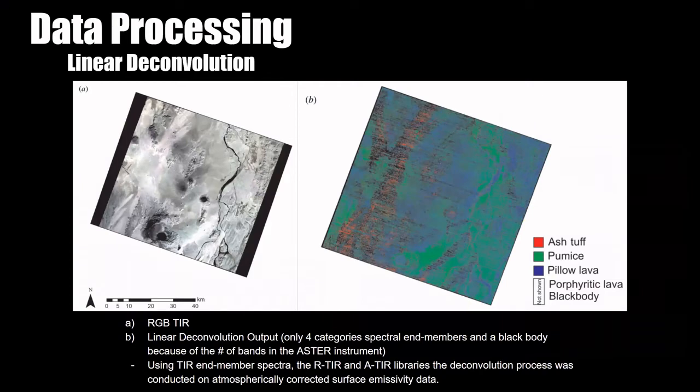Now getting into the thermal infrared region linear deconvolution process, on the left we can see a simple RGB thermal infrared image. And on the right, we can see the linear deconvolution output. This includes 4 end member categories as well as 1 mandatory blackbody category. And this corresponds to the number of bands in the Aster instrument. And we can see the dominant ground cover types are pillow lava and pumice.